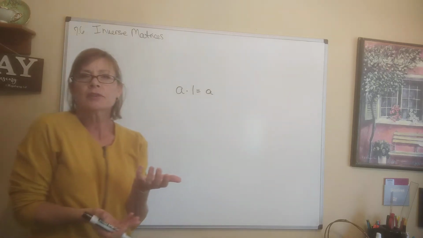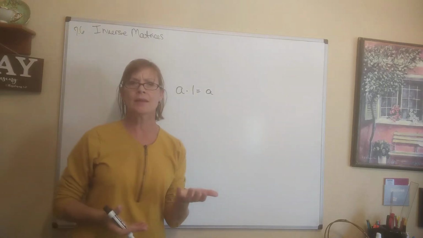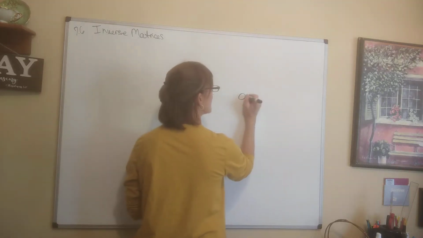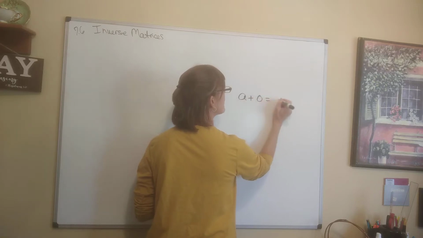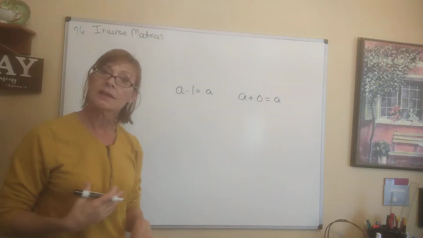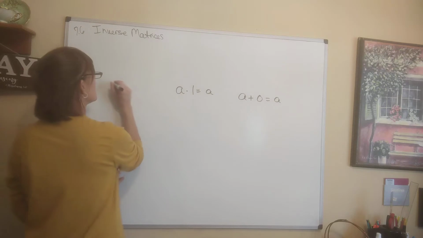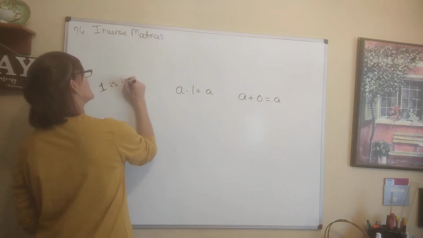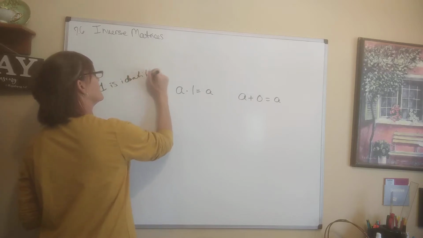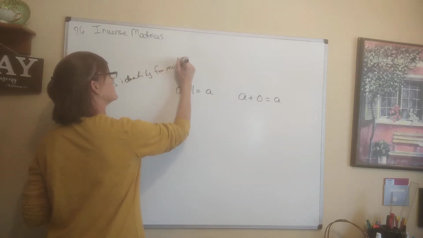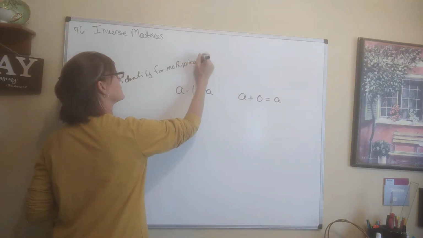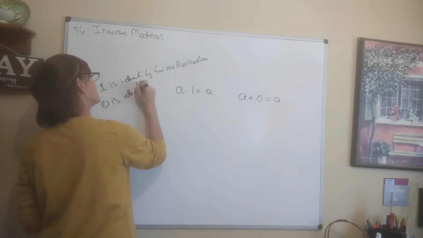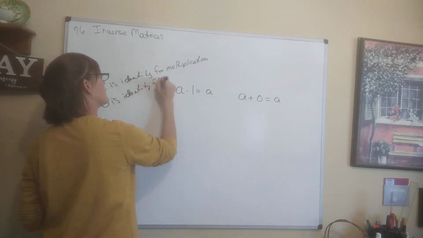All right, is there one for addition too? What number can you add to any number and it doesn't change who it is, who's its identity? For addition, if you have some number A, you can add 0 to it and it doesn't change its identity. Okay, 1 is the identity for multiplication, and 0 is the identity for addition.